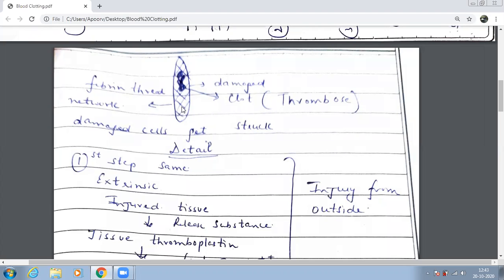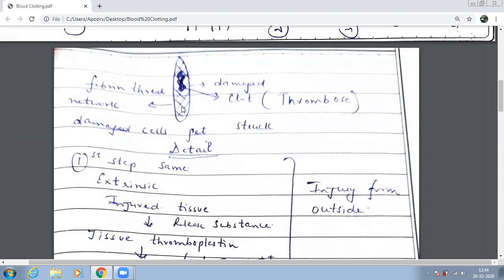Fibrin threads were made from fibrinogen. This was which step of blood clotting? Third step. Fibrin threads were made from fibrinogen in the presence of thrombin. Thrombin was made in which step of blood clotting? Second step. What had converted to thrombin? Prothrombin. There was something needed to convert prothrombin to thrombin. What was that? Prothrombin activator and calcium ions. And prothrombin activator was produced in which step? First step.